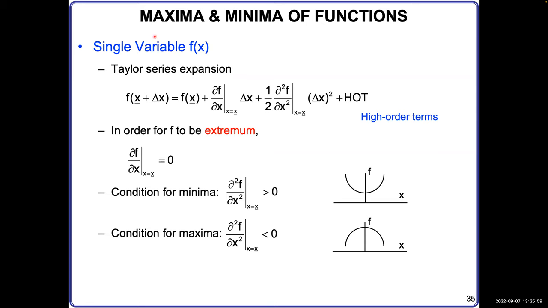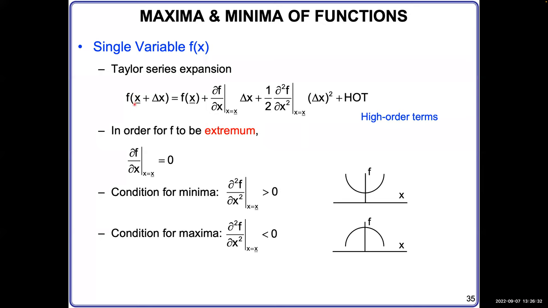Now, we know that for any single variable function like f(x), f is a function and x is a variable, it can change. If we want to know the value of this function when x increases or decreases a little bit, then that value equals the function f of x underscore plus delta x.